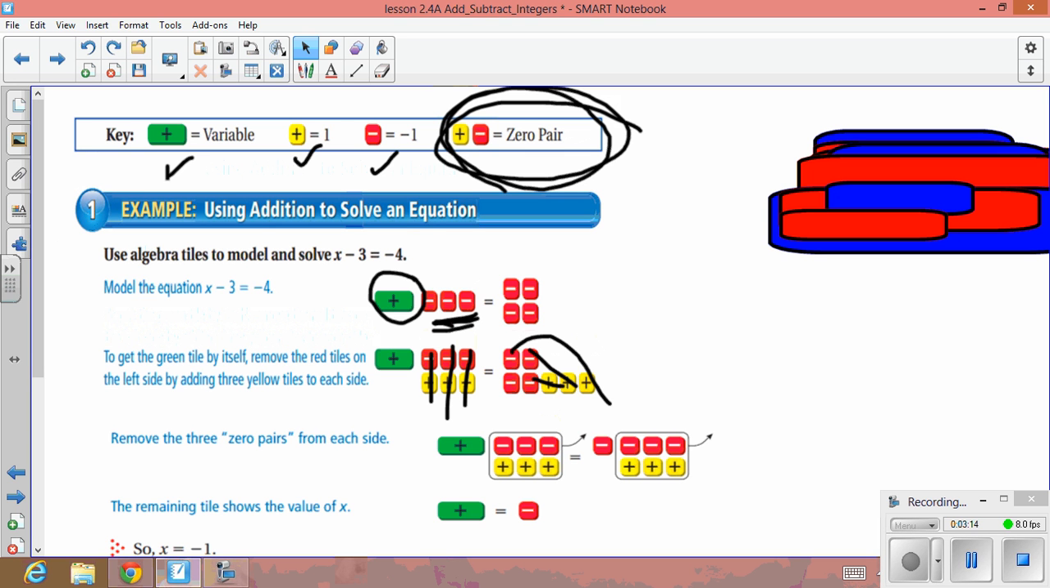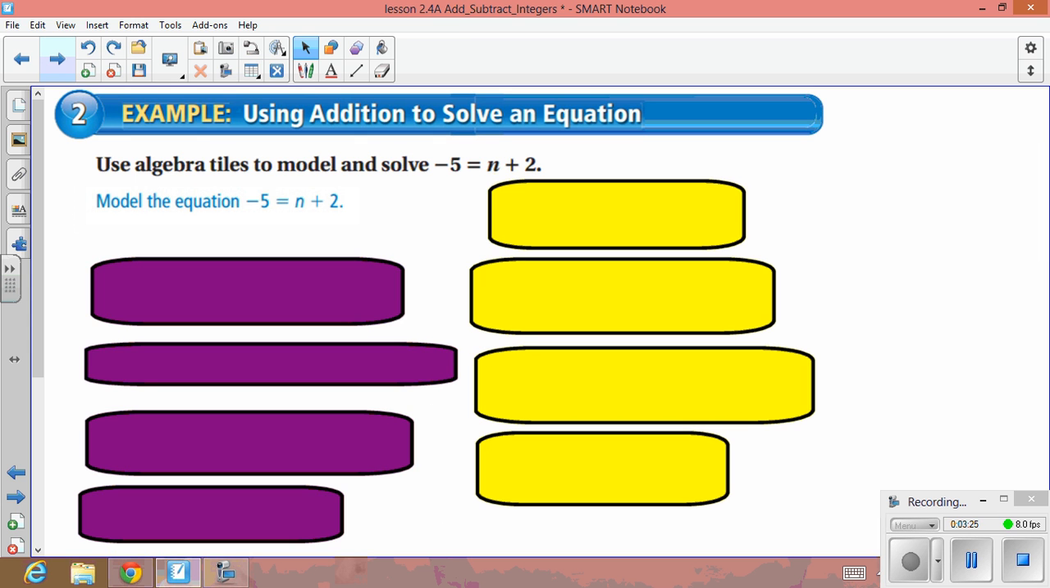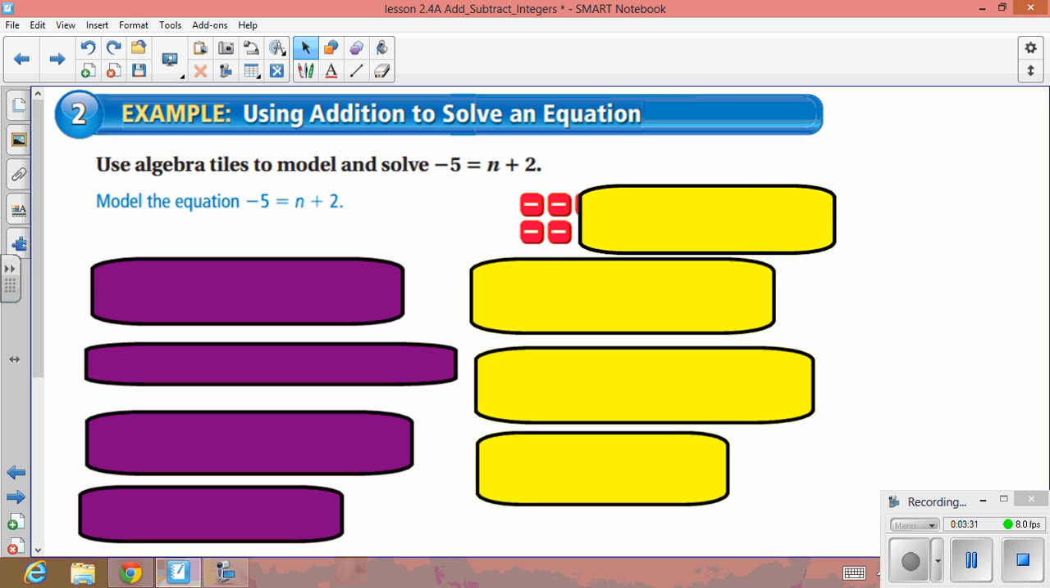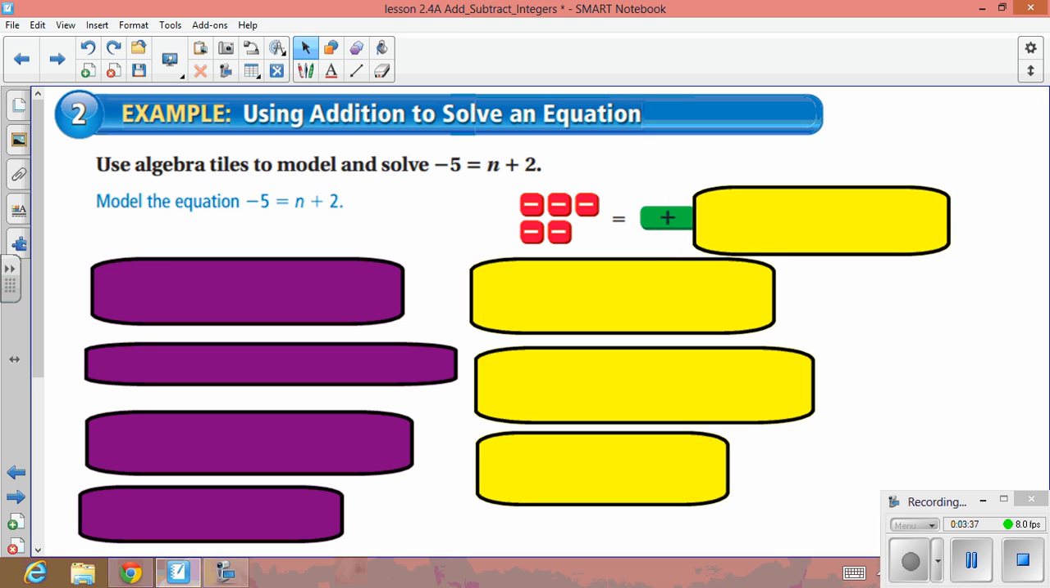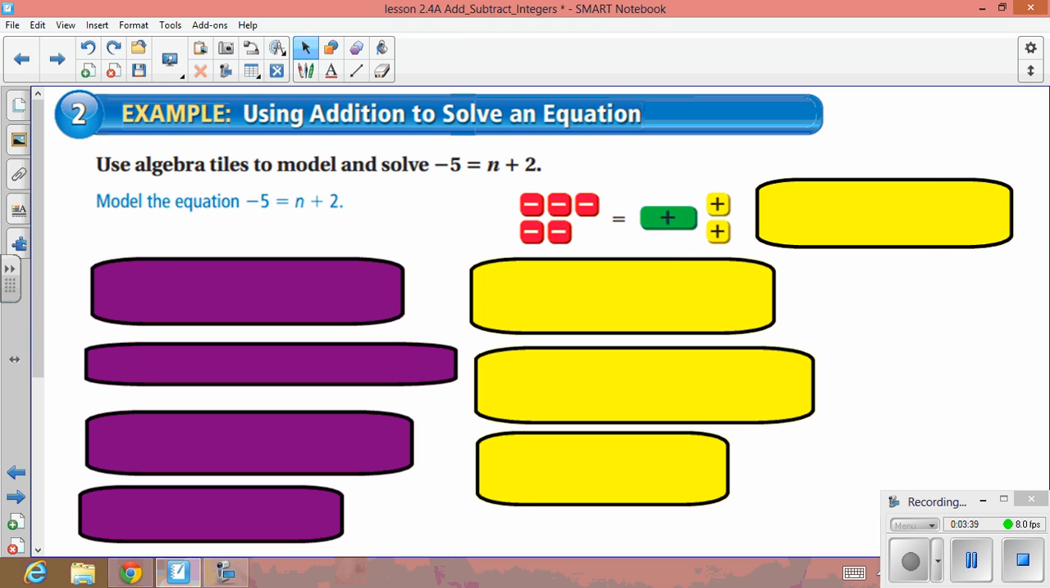Okay, we're going to do a few more examples, so if you're a little confused, this is a new skill, so let's work on a few more examples, and we'll do a ton of this in class. We're going to model -5 equals n plus 2. So -5 would be 5 red tiles, or 5 minus signs, equals the variable plus 2 yellows.